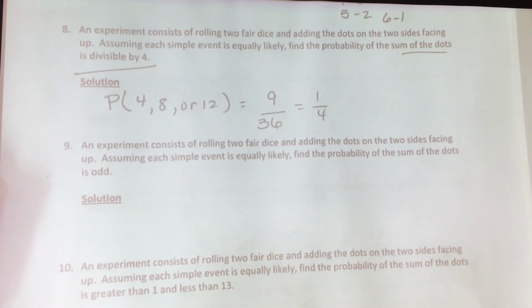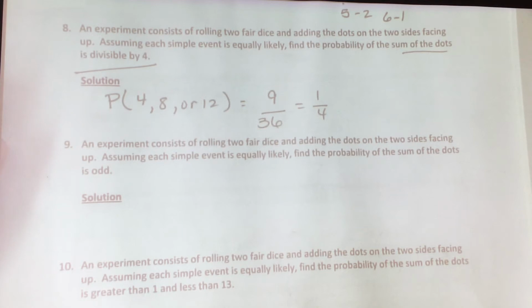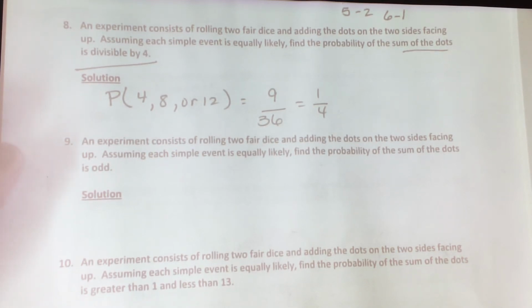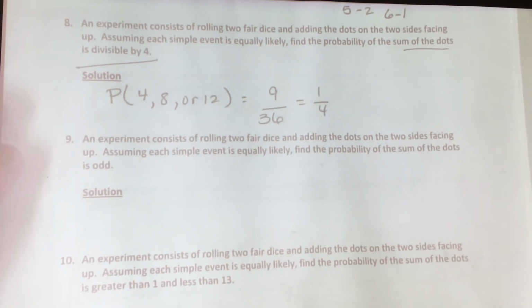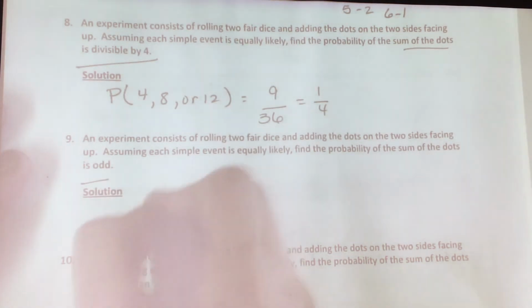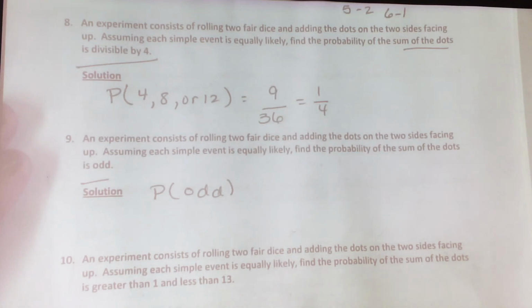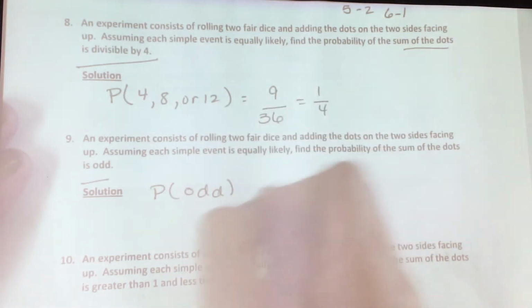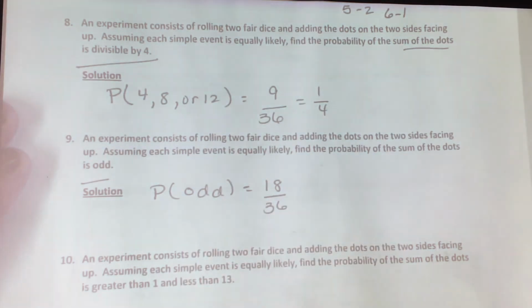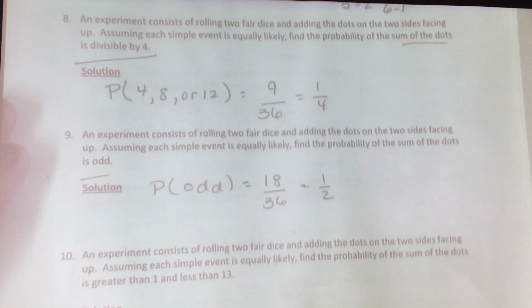Number 9, an experiment consists of 2 fair dice, again adding up the dots on the 2 sides. Assuming each event is simple, find the probability that the sum of the dots is odd. Looking at your sample space, you have 18 out of 36 that are odd, which is 1/2.